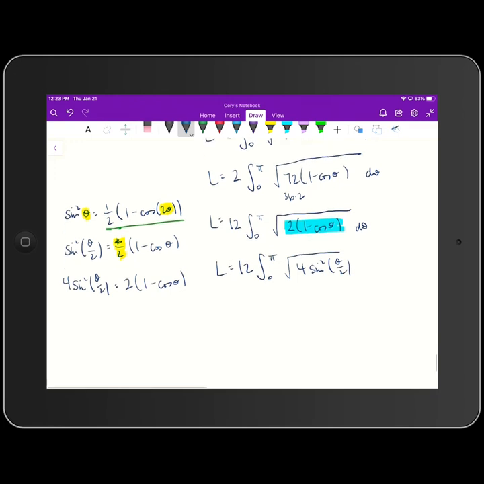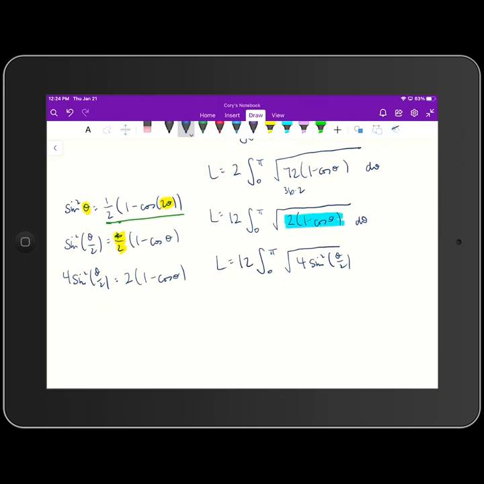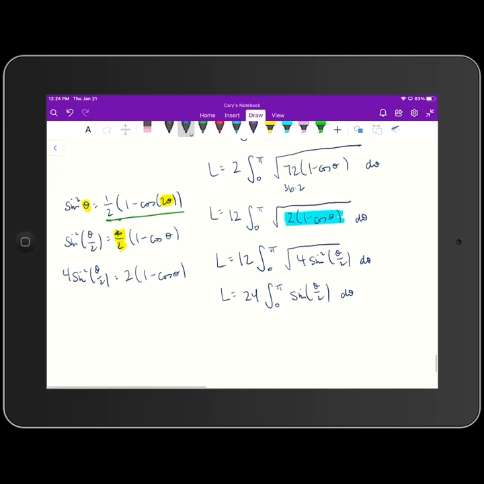Okay, so when I take the square root of that, the square root of 4 is 2, so I'm going to pull that factor out front, so 12 times 2 is 24. And that gives me the integral from 0 to pi of the square root of the sine squared of theta over 2, which is just the sine of theta over 2, which we're integrating with respect to theta. Okay, so now this becomes a function that we can integrate.